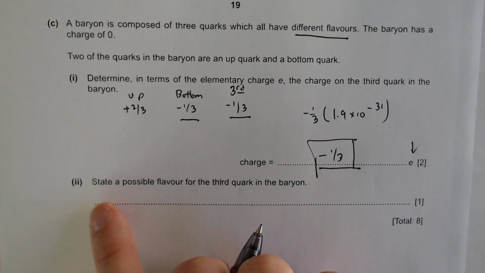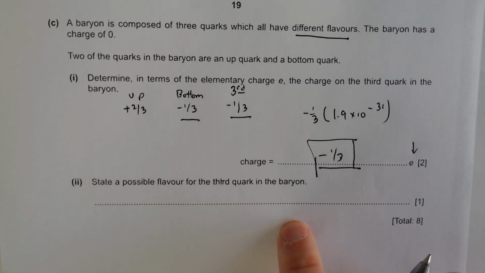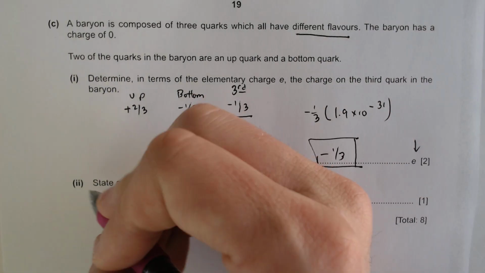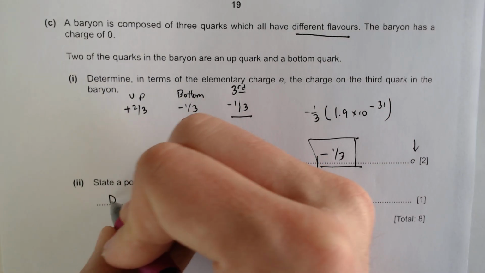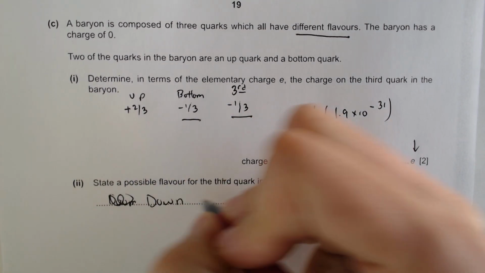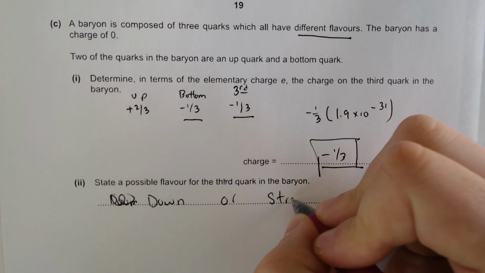And then it says, state the possible flavor of that third quark in the baryon. And a baryon is a proton or a neutron, just so everybody is aware. And, well, the flavor has to be a negative quark. And it should be one of the regular ones. I would say it is a down, or a strange.